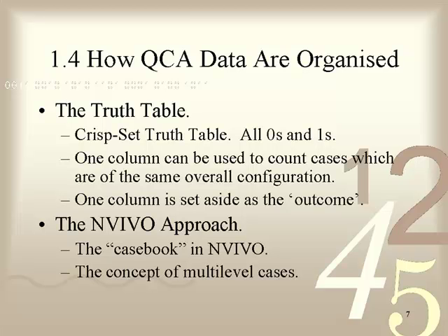In one column it says 4, 7, 28. That's the number of cases of each type. So that makes the table more concise. One column is set aside as the outcome, and that would also contain just zeros and ones.